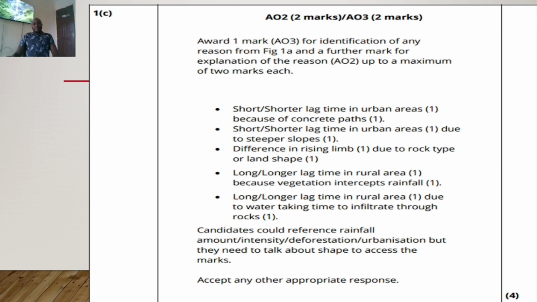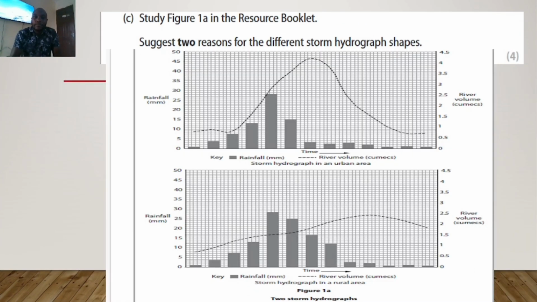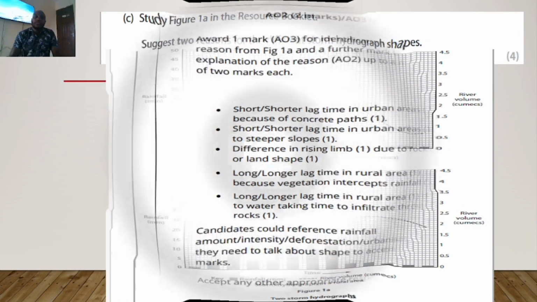Think of rock type. It's actually one of the factors that can cause that difference in river lag time. When you have a rock type that is permeable or impermeable, there is a difference in rising limb due to rock type or land shape. Then you come to talk about the longer lag time in rural areas, because that's what we've seen there. We have a longer lag time, if you see that.